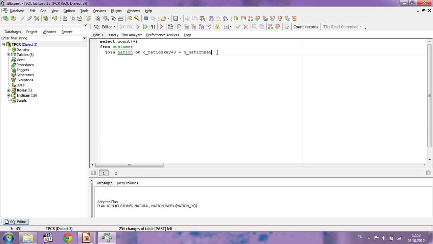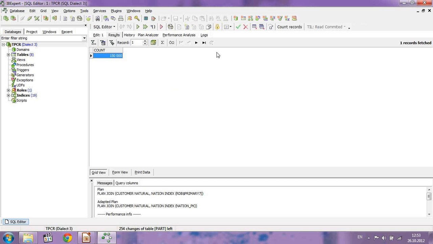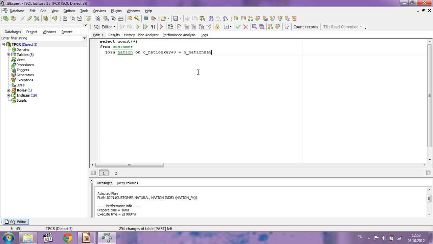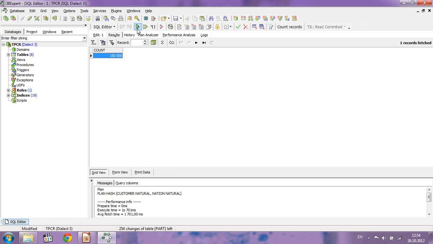And we see that it's 3 seconds. Well, repeat to eliminate any caching effects. Almost 3 seconds. Good, quite fast, but now disable the index usage. You can see hash join is going to be used. Both tables are read naturally. 1.7 seconds, almost twice as fast.